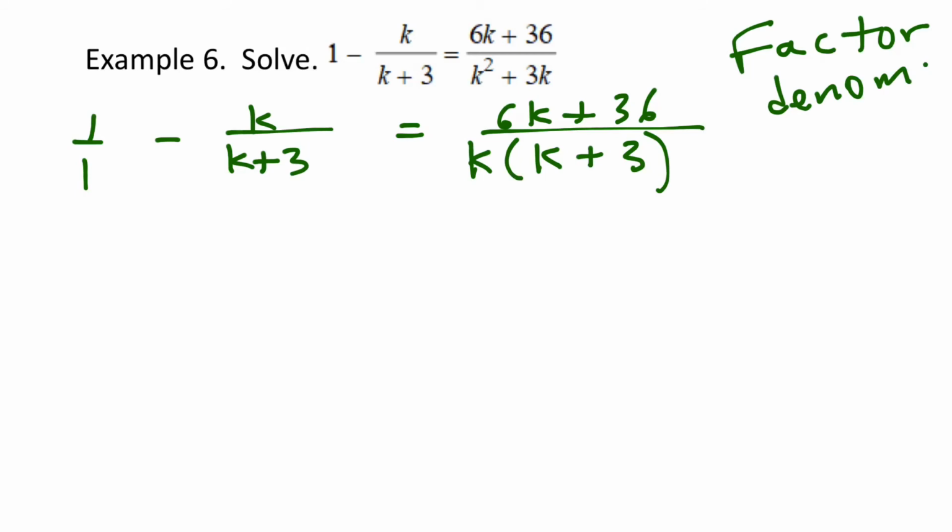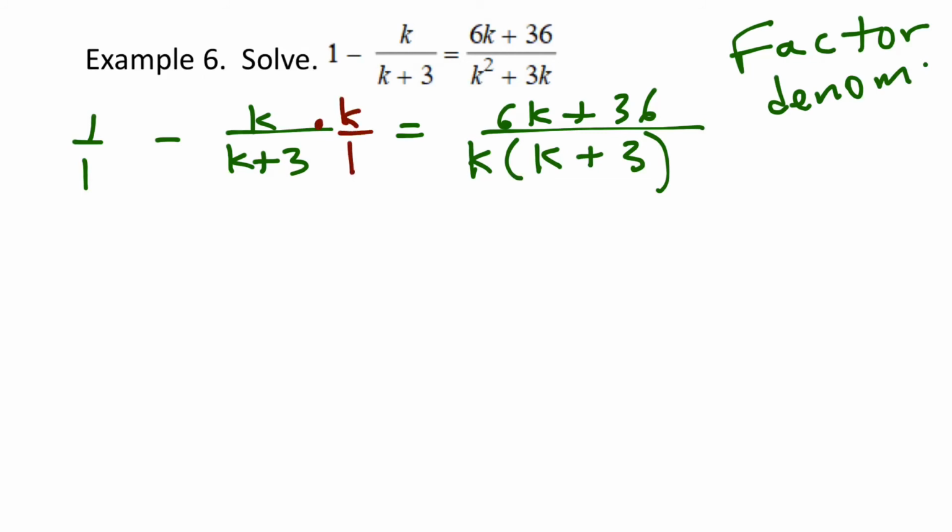All right, so now I'm going to look and see what I've got. I've got a 1, I have a k plus 3, a k times k plus 3. So remember, I can only increase the things that I have in my denominator. Okay, I can't take them away. So it looks like I've got two things, a k and a k plus 3. So here I've got a k plus 3, so I need to get a k in there.